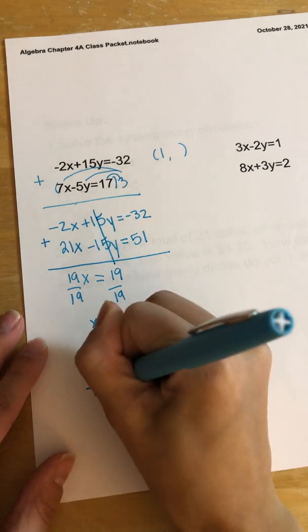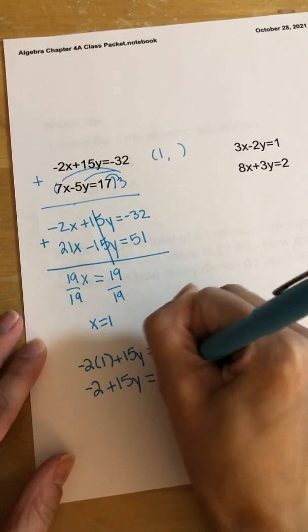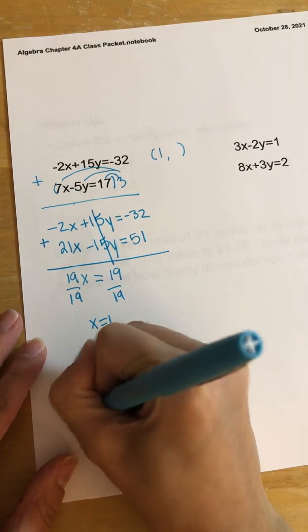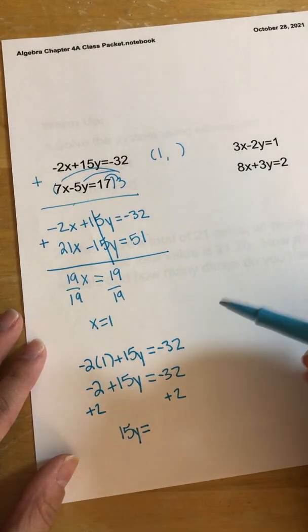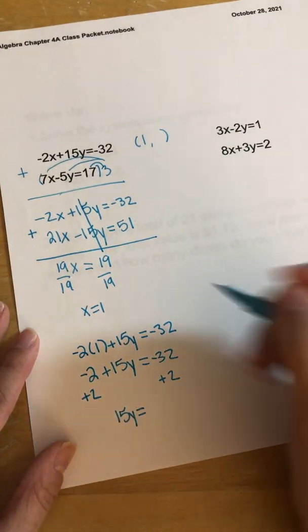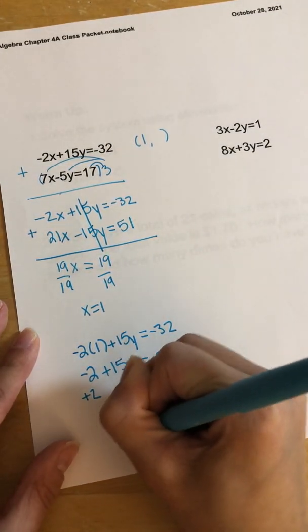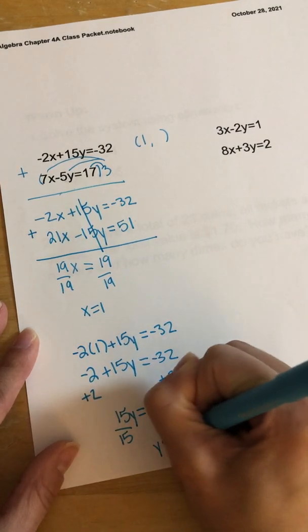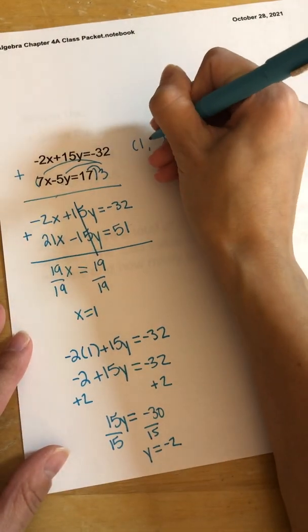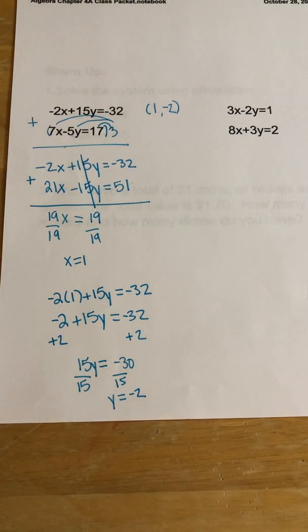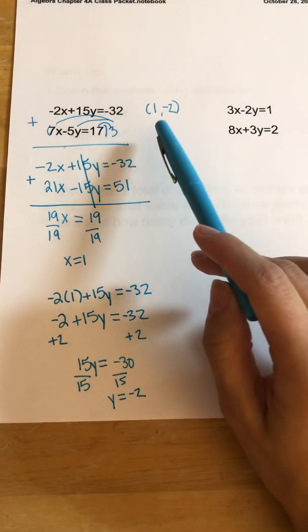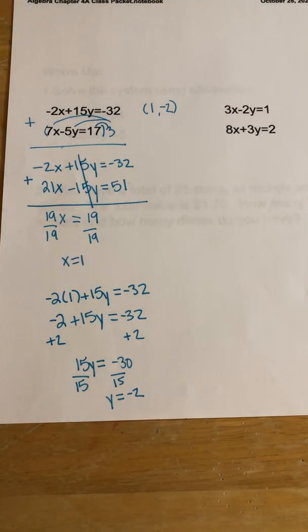-2 times 1 is -2. Add 2 on both sides. 15y equals -32 plus 2 is -30. Divide by 15, and y equals -2. Again, I know I did that last part kind of fast, but I'm hoping we know how to solve an equation by now at this point in the year. So my answer is the point where they cross, which is 1, -2.